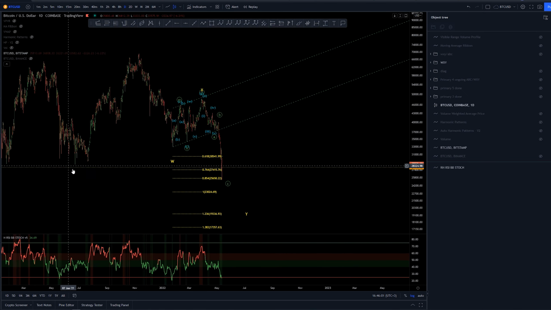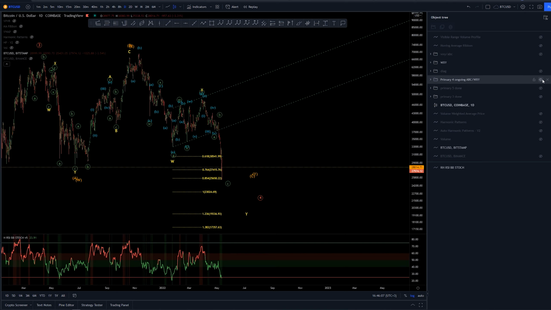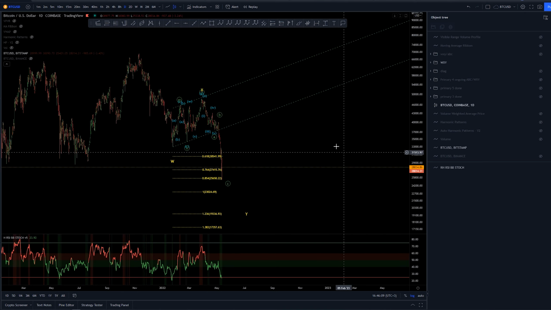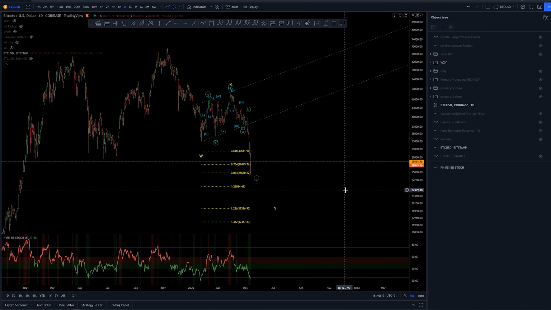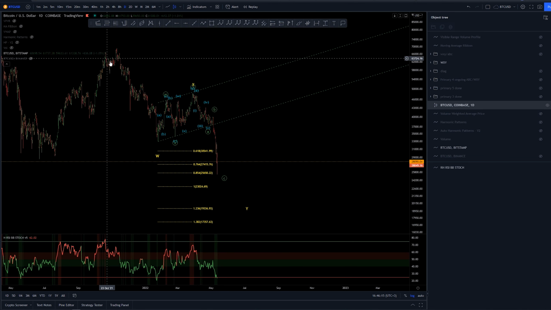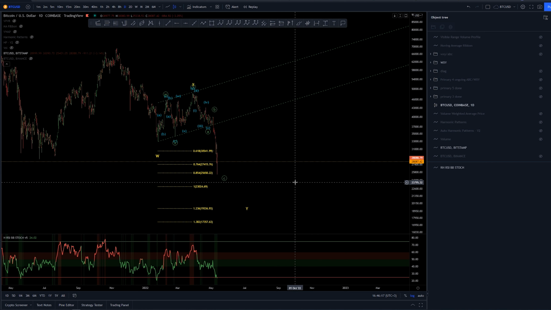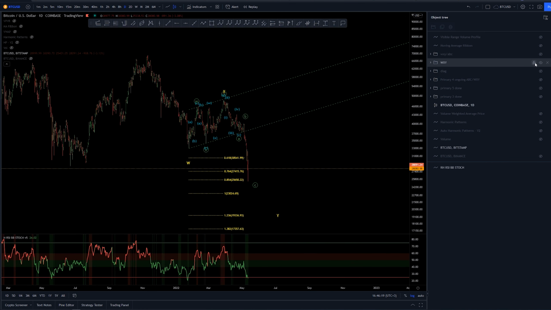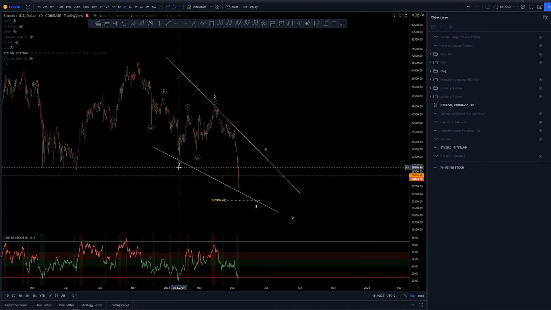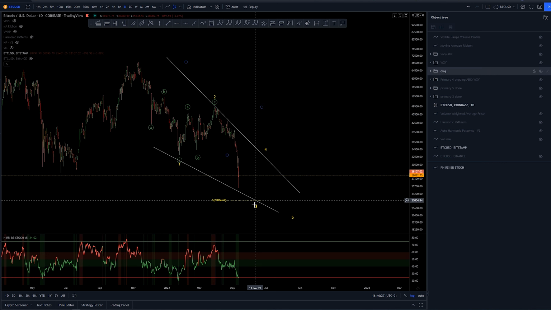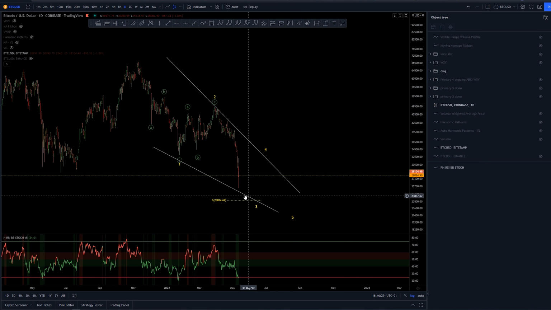So again, thinking that this is the third up here and currently making the fourth. Whether it's WXY or ABC is at this point irrelevant, as we're looking into a smaller time frame here. So WXY is definitely still possible, and this is my main count for now. We still have this option here, a diagonal, saying that this could be a 1, 2, 3, 4 and 5.